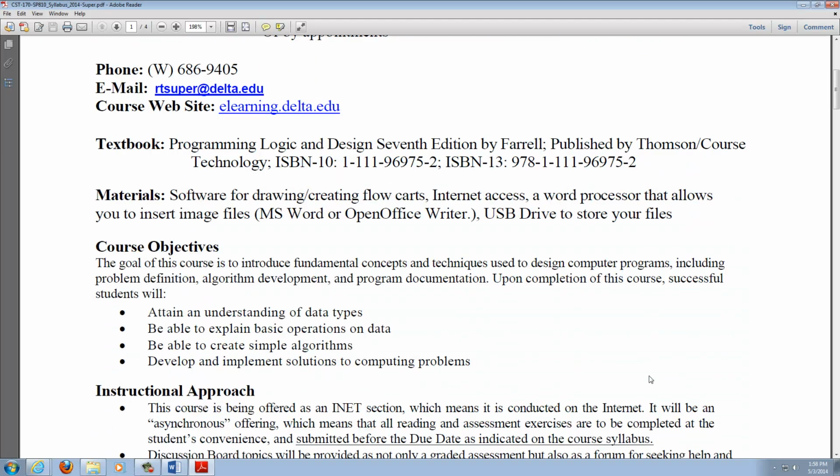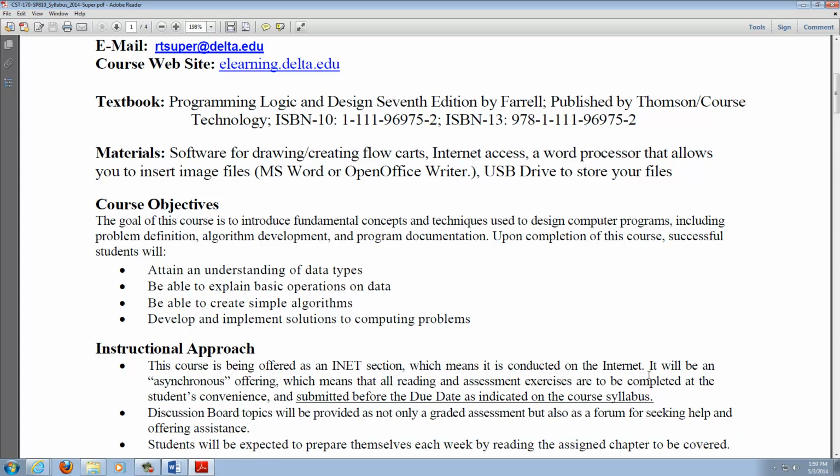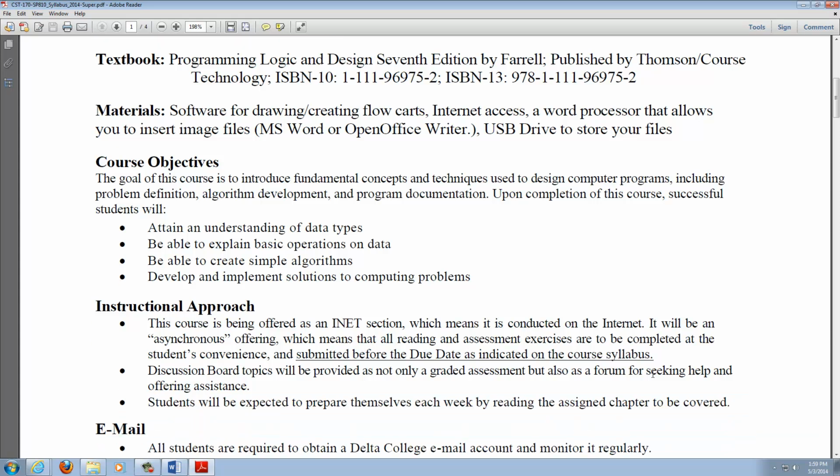The materials, as far as what is going to be required, is really going to do some flow charting online, and one of our first activities that we'll be doing the first week of the course is looking at the different types of online flow charting tools that are out there. You will need access to the internet, of course. It's an internet type course, and you're also going to need access to a word processor. That is essentially to insert your work that you're going to upload as we go throughout the course, and then of course a USB drive to store your data.